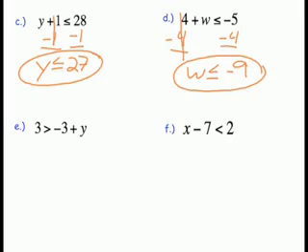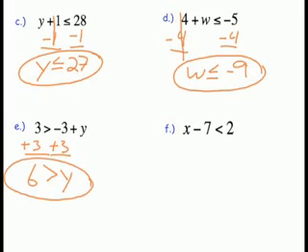For E, 3 is greater than -3 plus y. So we must isolate the y. To get rid of a -3, we add 3 to both sides. The 3s cancel each other out on the right. And on the left side, 3 plus 3 is 6. So 6 is greater than y.